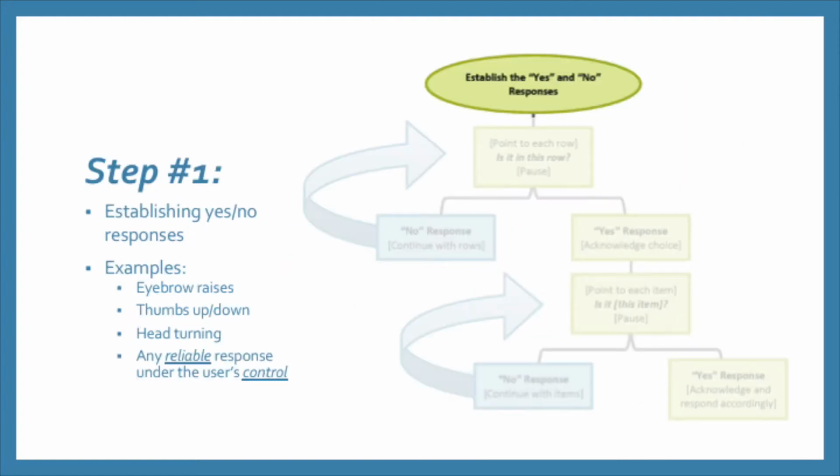Before you begin, it is essential to establish both the yes and no response, which should be both reliable and under the user's control. So some examples could include eyebrow raises, a thumbs up for yes, a thumbs down for no, or any head movement so long as it is consistent. So next, we'll see an example of Emily and Abby establishing the yes and no responses.